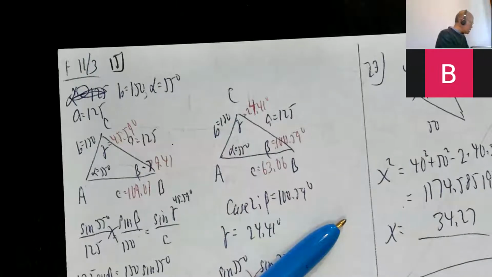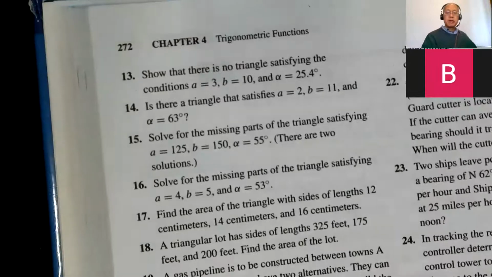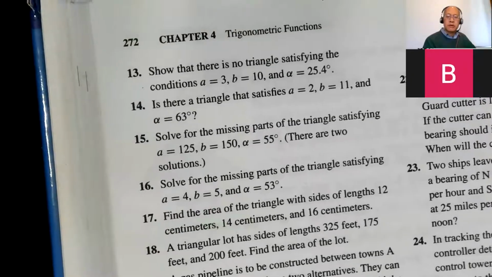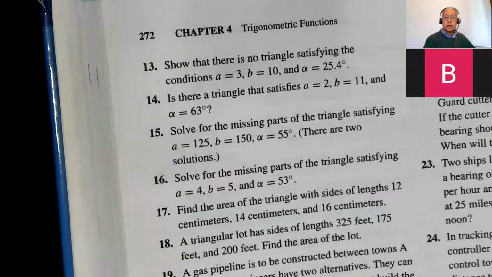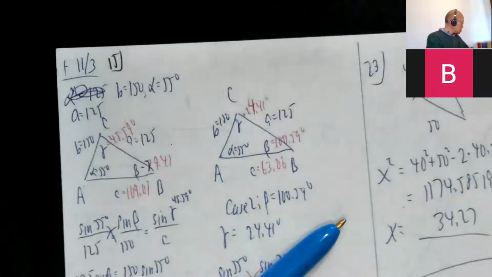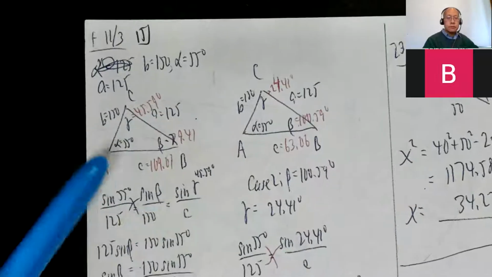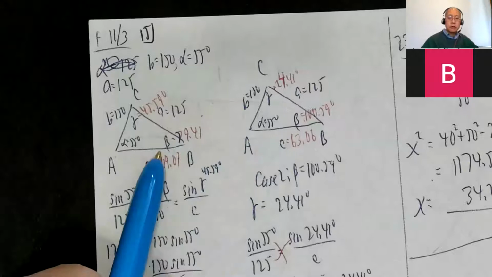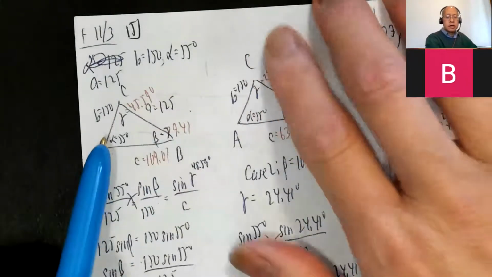Problem 15 on the homework. Solve for the missing parts of the triangle satisfying a equals 125, b is 150, alpha is 55. There are two solutions, so that's a much longer problem than we're used to. Ignore any dates, of course. So I've got two different triangles here. How come there's two triangles? There's going to be two solutions, as we shall see.